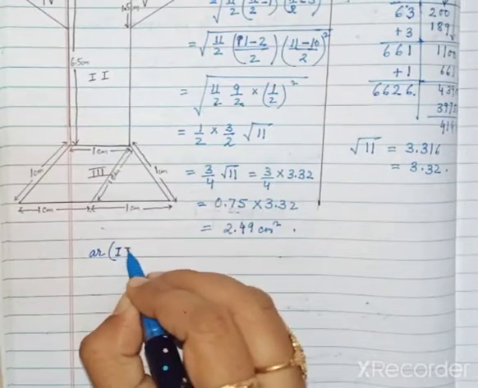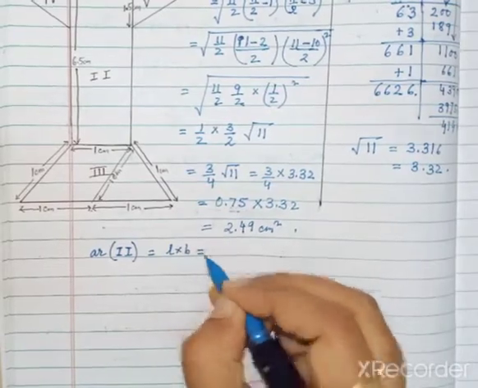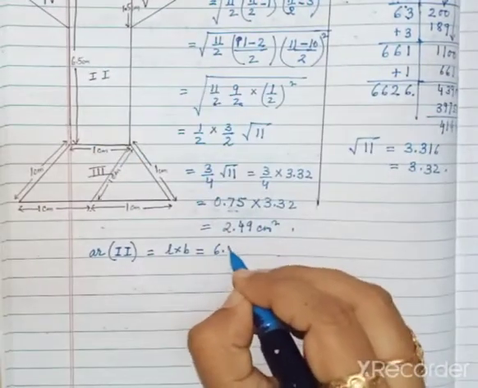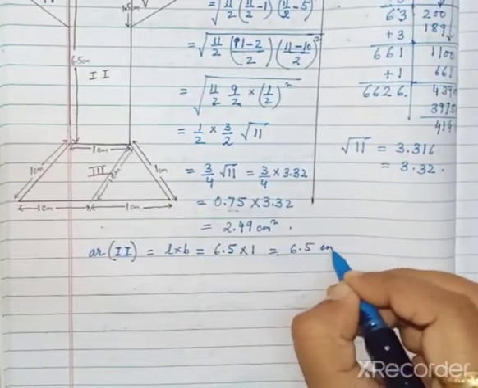Now we will find out the second part, and the area of the second part is of a rectangle. So the area of a rectangle is length into breadth. The length is given as 6.5 and the breadth is 1. So that is 6.5 centimeter square.